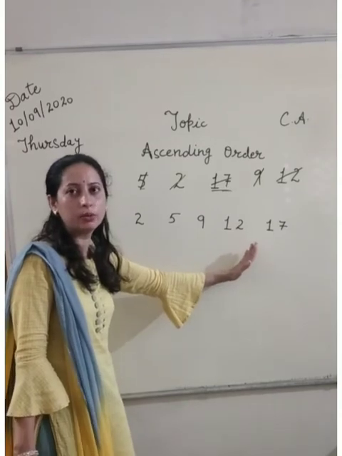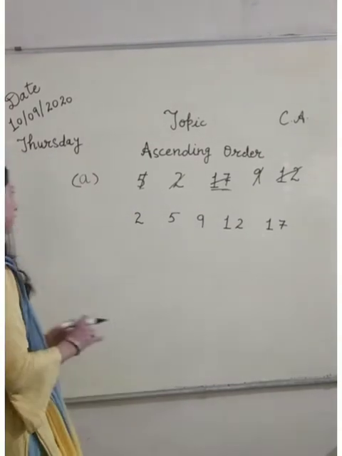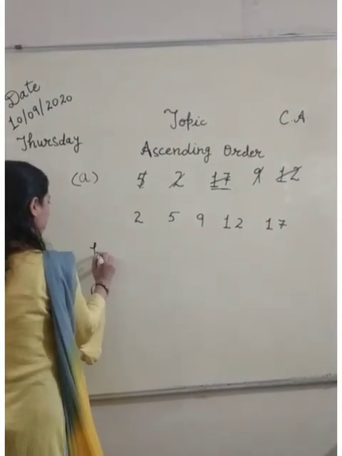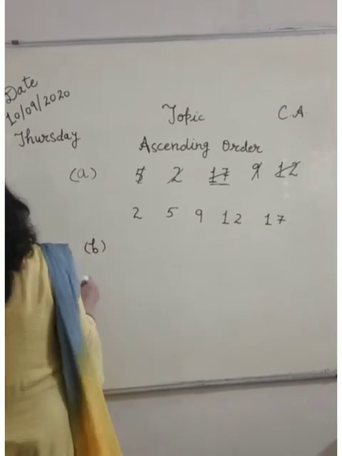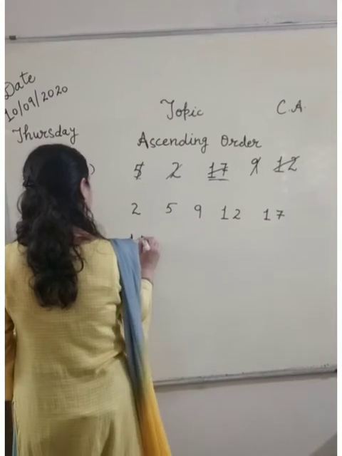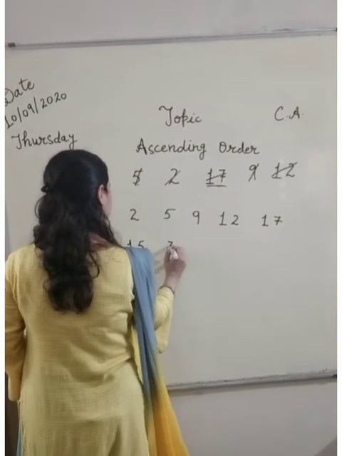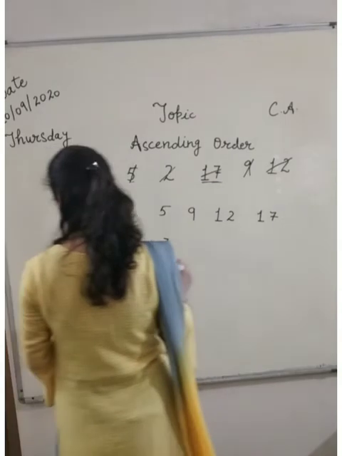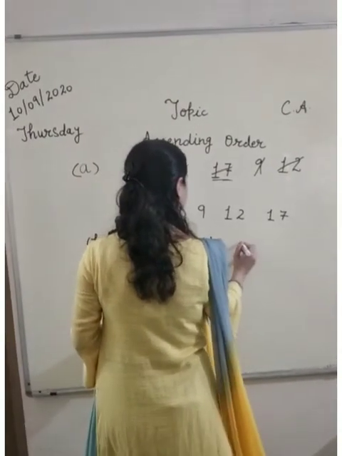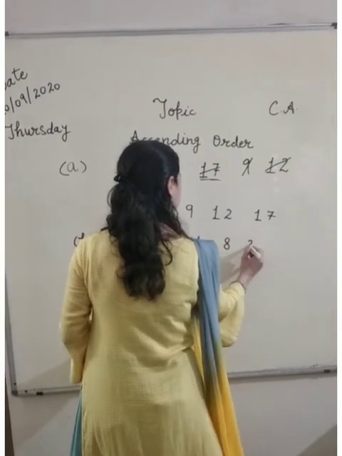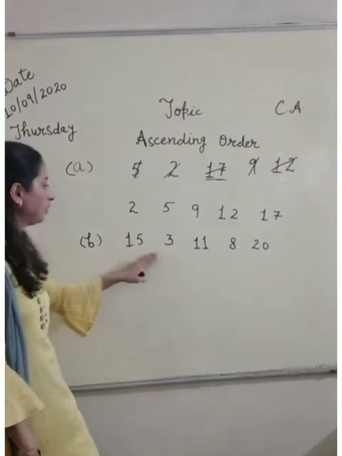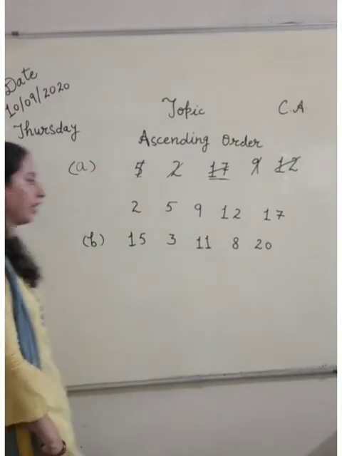Let us note down another question. अब हम इसके बाद दूसरा सम करेंगे. Write down here. Question number B. The numbers are 15, 3, 11, 8, 20. Now we have these 5 numbers. मेरे पास ये 5 numbers हैं.